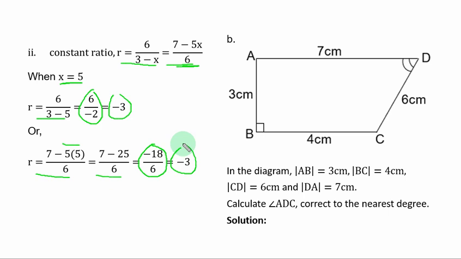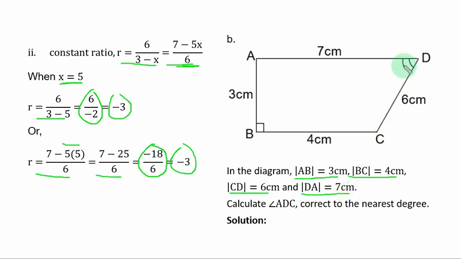Question 8b, you have this diagram. In the diagram, AB is equal to 3, BC is equal to 4, that is in centimeters, CD is equal to 6 cm, and DA is equal to 7 cm. Calculate angle ADC correct to the nearest degree.